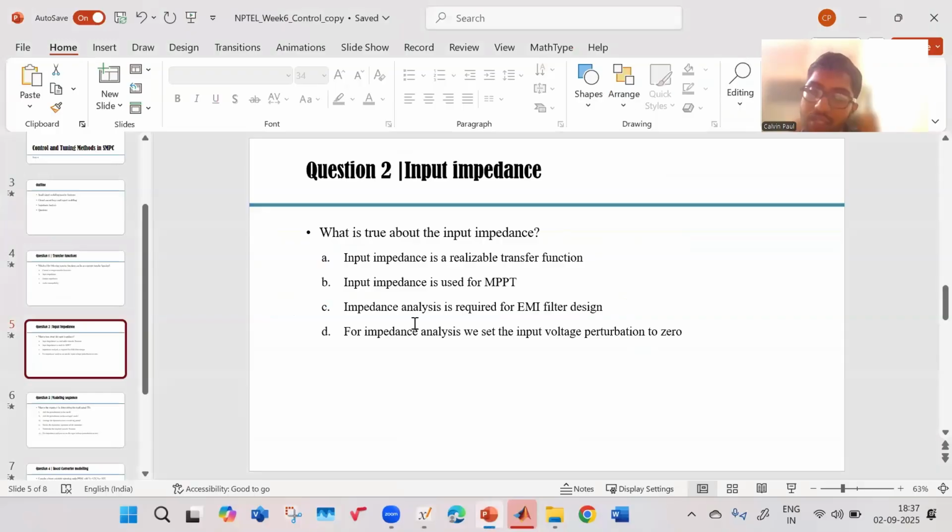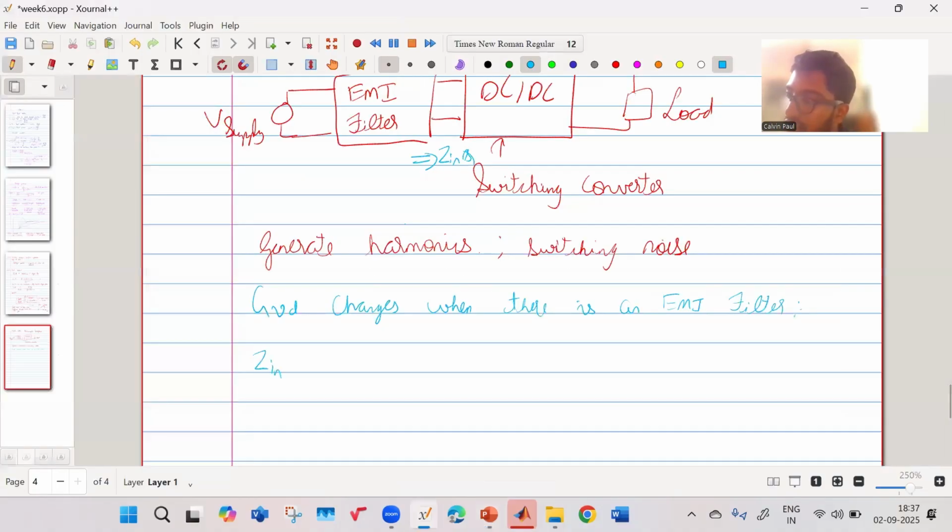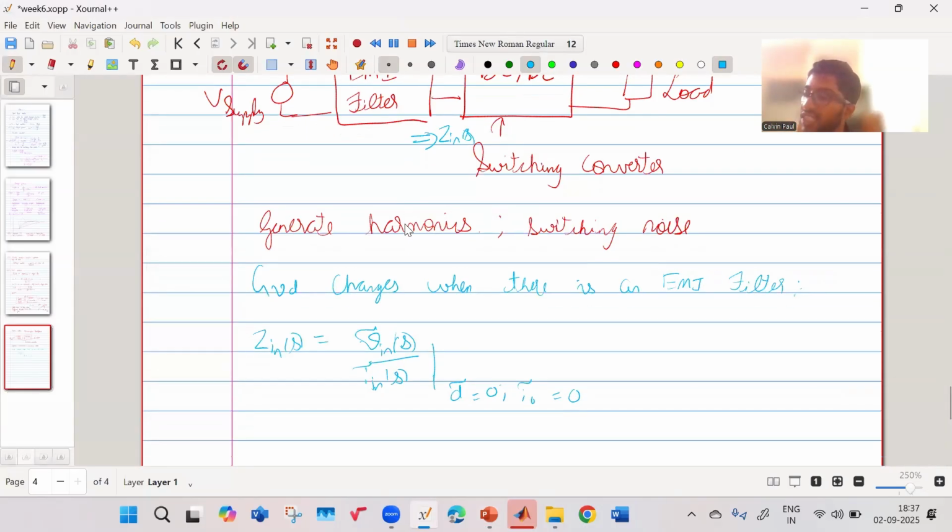Next is for impedance analysis, we set the input voltage perturbation to 0. For input impedance analysis, we don't set the input voltage perturbation to 0 because your Zin of S is actually equal to Vin perturb of S by Iin perturb of S. This is your actual input impedance, where your duty perturbation is 0, your load current perturbation is 0. So for Zin of S, you don't have to set your input voltage perturbation to 0. We should not. Otherwise, you will not get the Zin of S.